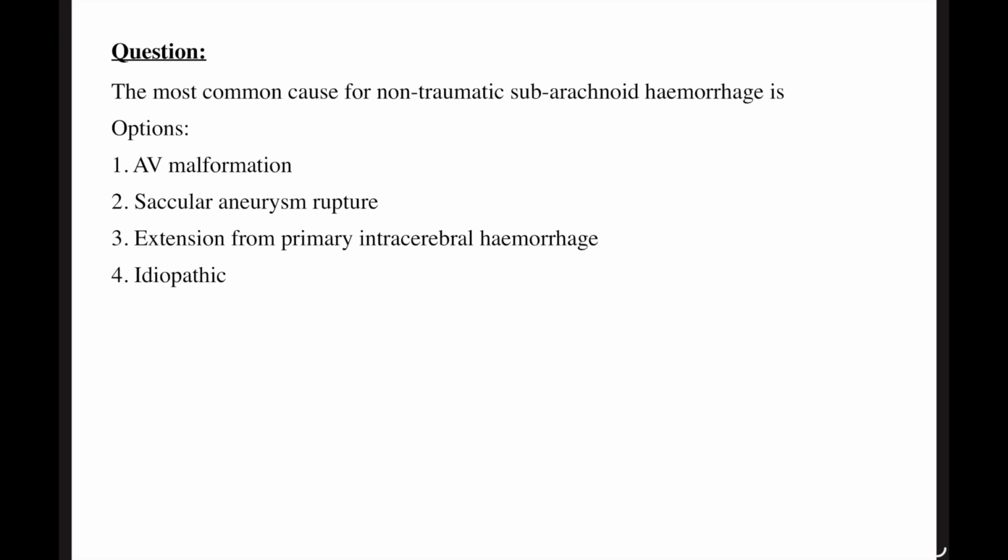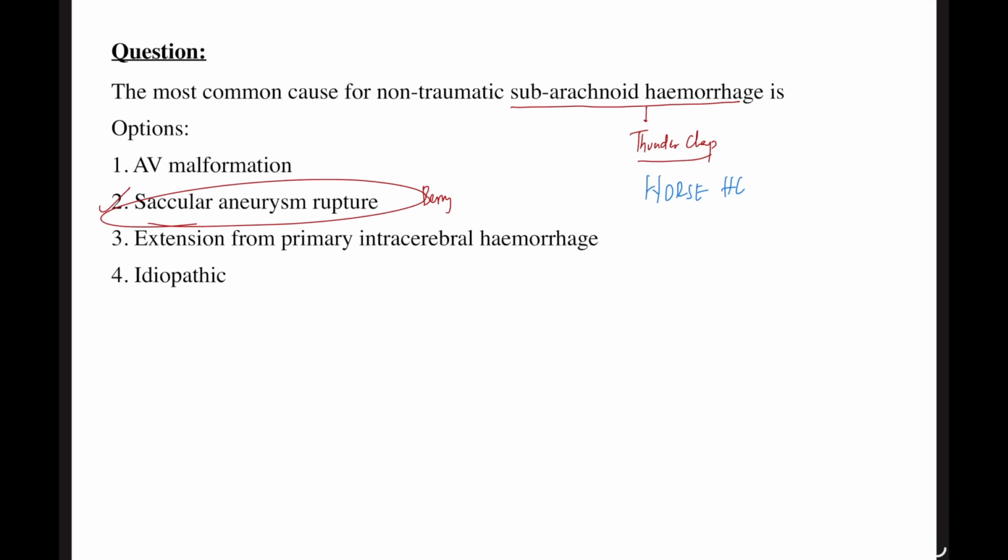Right? Now, the most common cause for non-traumatic subarachnoid hemorrhage, we all know, berry aneurysm or saccular aneurysm is the reason for subarachnoid hemorrhage. Subarachnoid hemorrhage question is important for MCQ exams because it comes with thunderclap headache. Or to be more precise, the woman will be describing this as worst headache in her life.